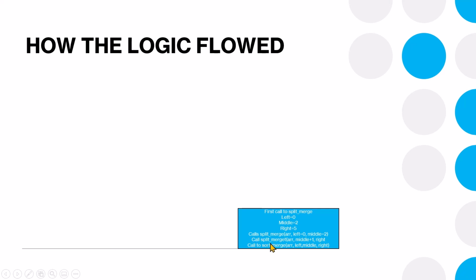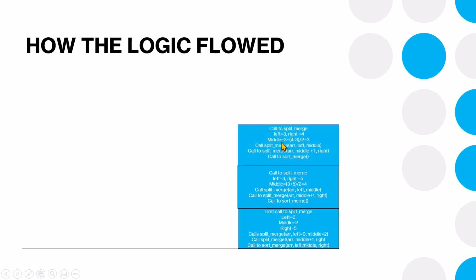And here we call split merge. And we are calling it with array, middle plus 1, which is 3, and right, which is 5. Okay, now when we do this, because 3 is less than 5, we calculate a new middle, which is 4, and we call split merge with array, left is 3 and middle is 4. Then, so now remember, left is 3, right is 4.